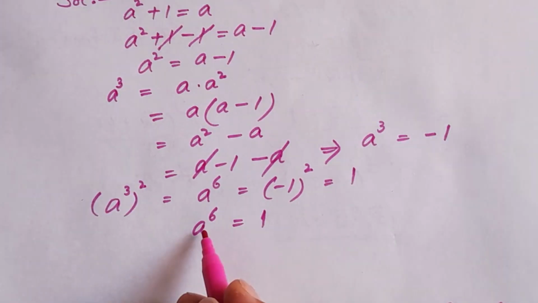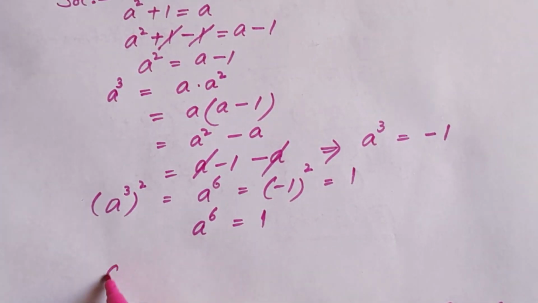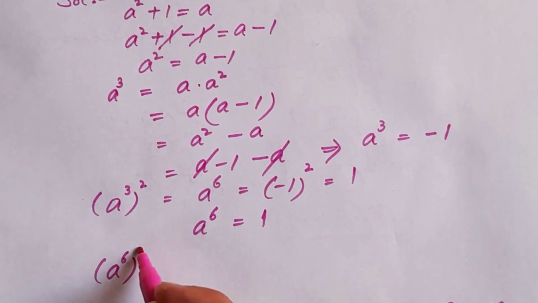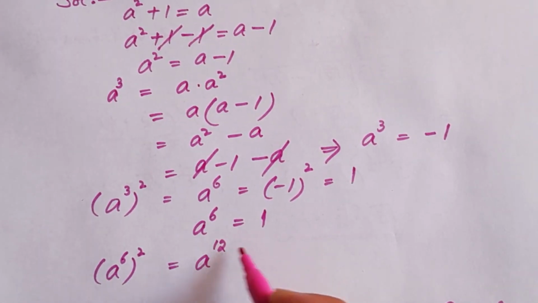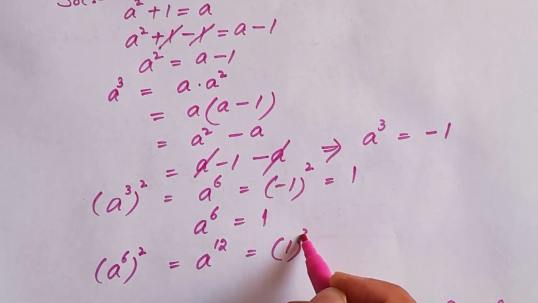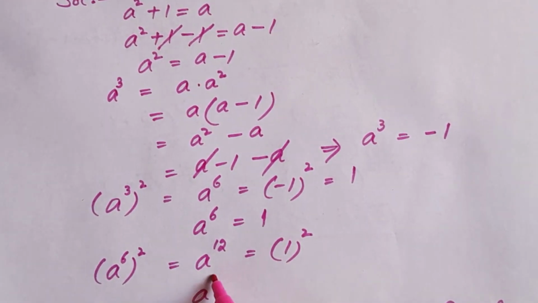We will take square of this equation once again. A to the power 6 whole square, which is equal to a to the power 12, and right hand side 1 square is equal to 1. A to the power 12 is equal to 1.